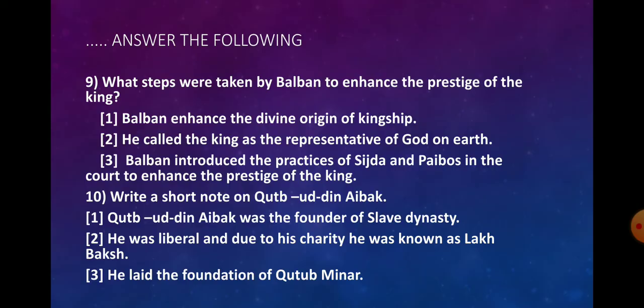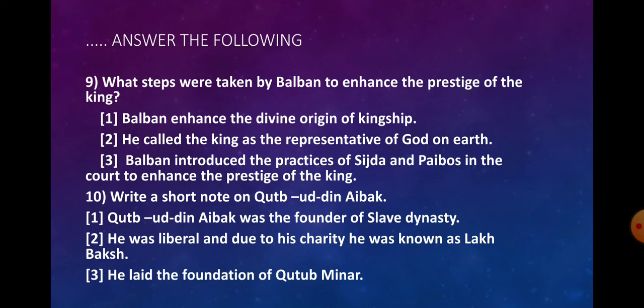Now 9th question. 3 points are given. You can learn that. What steps were taken by Balban to enhance the prestige of the king? Balban enhanced the divine origin of kingship. He called the king the representative of God on earth. Third point. Balban introduced the practice of sajda and paibos in the court to enhance the prestige of the king.